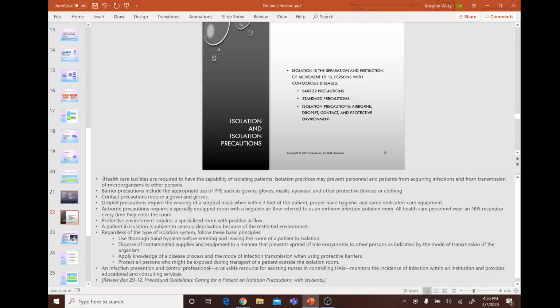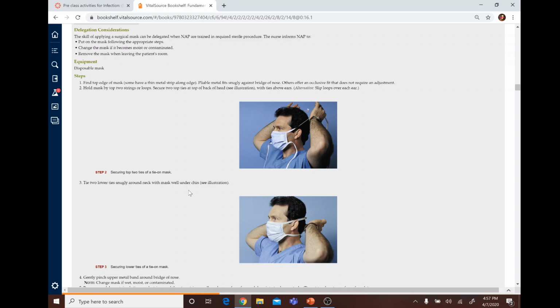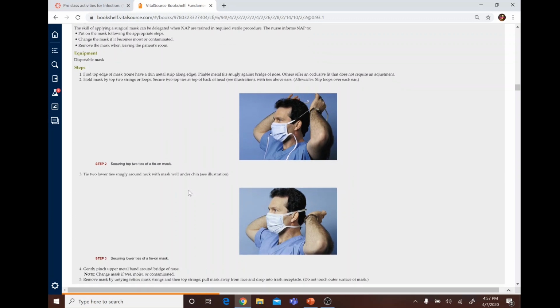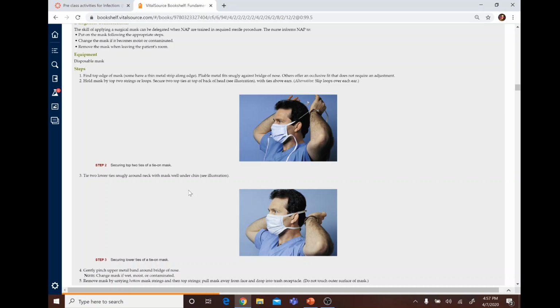What principles, regardless of isolation system, do all isolation policies follow? Hand hygiene, entering and leaving. Dispose of all supplies and equipment without spreading. Know the disease and how it is transmitted. Protect all people entering and leaving the room. Read this. I bet you we're going to have some questions about putting on a mask. So keep it there.